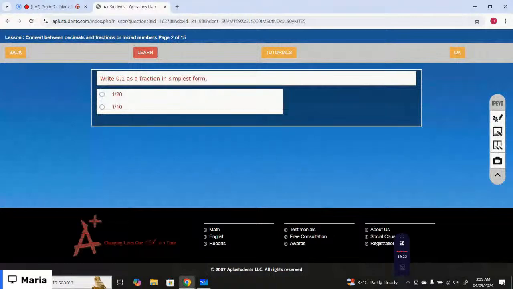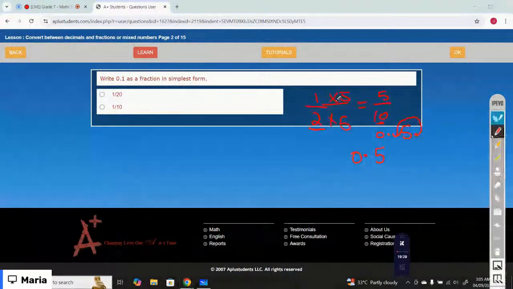Write 0.1 as a fraction in simplest form. So which is the correct option? 0.1. After the decimal point, you have only one digit, right? So when you convert it into simplest form, you need to add a 1 for the decimal point. And because after the decimal point you have only one digit, so you need to add a 0. That is 1 over 10.